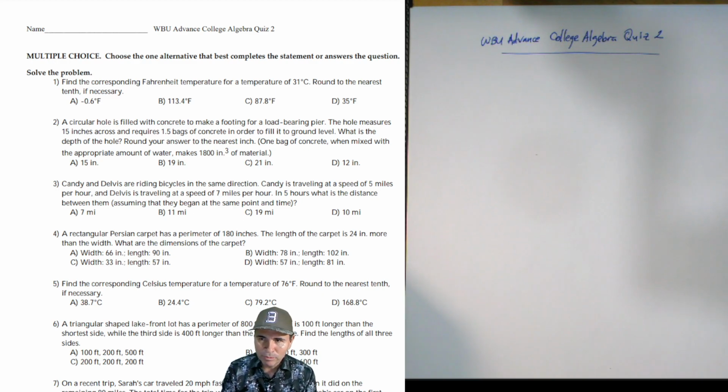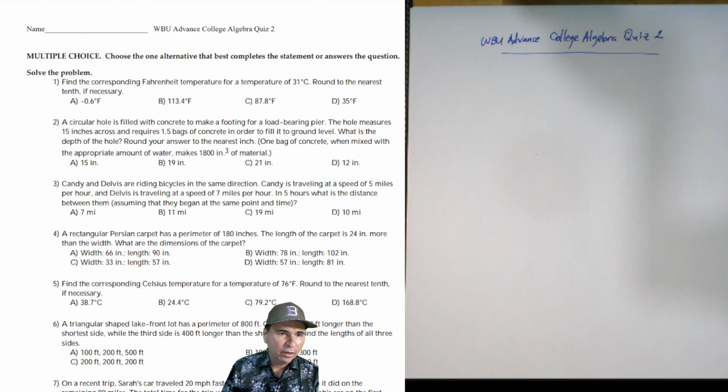So this is going to be a college algebra, advanced college algebra quiz 2. This is going to continue from the previous quiz, where we looked at linear equations and conversions for Celsius and Fahrenheit. We're going to be continuing doing that. So let's take a look at question 1. Remember, I'm going to do the odds. You're going to do the evens.